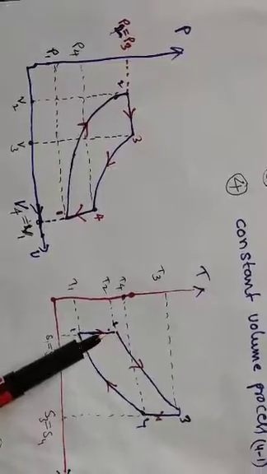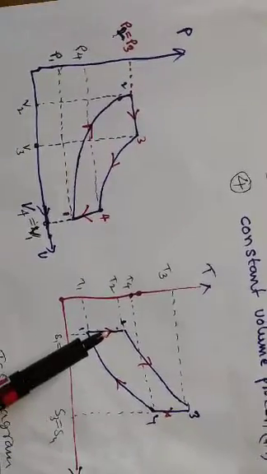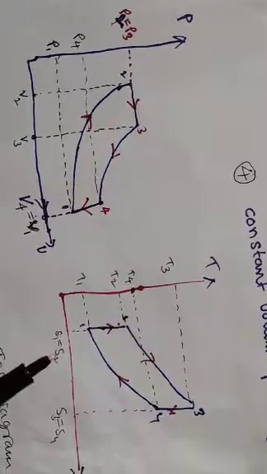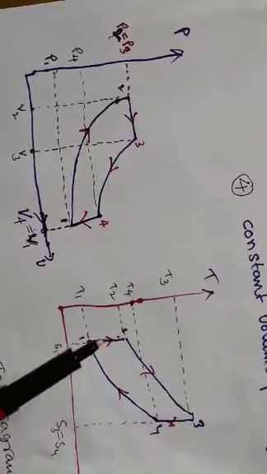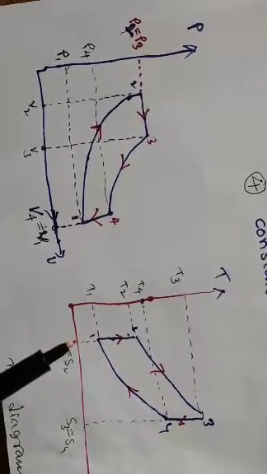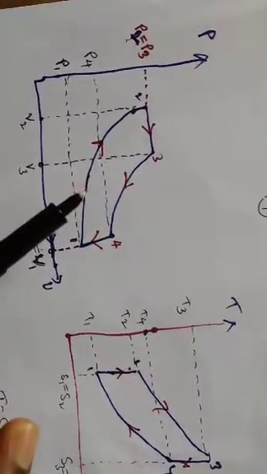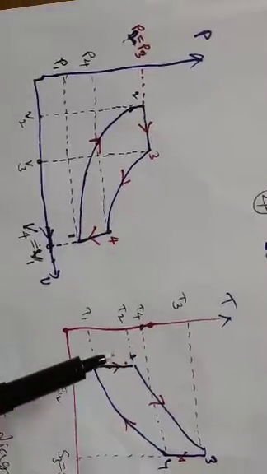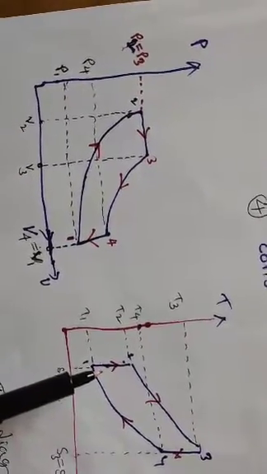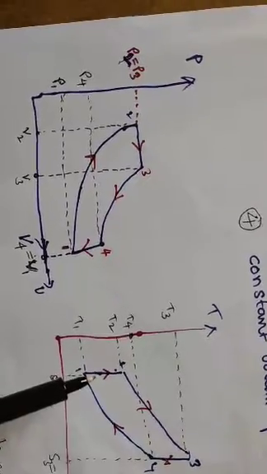Why? Because in an adiabatic compression process entropy is constant, that is why S1 is equal to S2. It is a straight line, parallel to the y-axis or perpendicular to the x-axis. If it is a curve in the PV diagram, it is a straight line in the TS diagram. This is the difference between the PV diagram and the TS diagram.